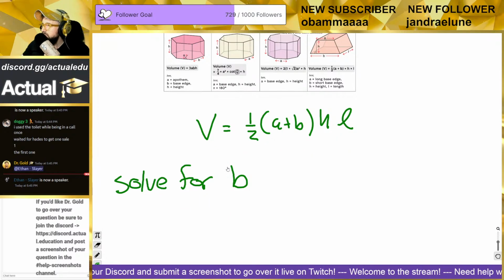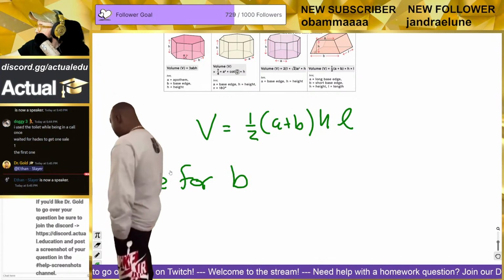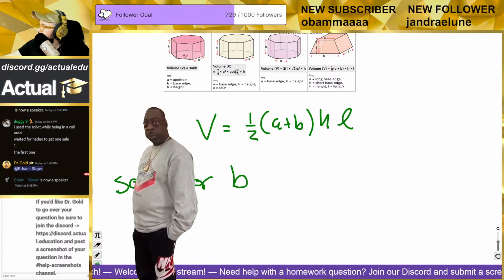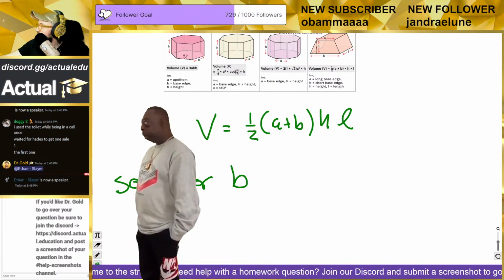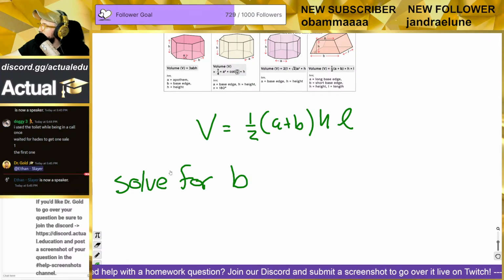How am I going to solve for b here? Hold on. Give me a little. I'm texting someone here. Okay. What are you doing? Nothing. Me? Just hanging around. Right. Ready? Say that again.